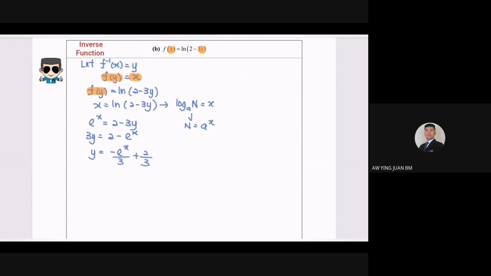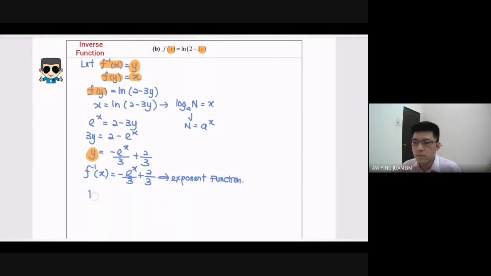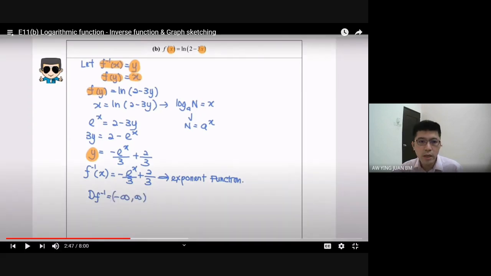So finally, y actually is equals to f inverse of x. So we have f inverse of x equals to negative exponent x over 3 plus 2 over 3. This is what we call exponent function. So the domain for the exponential function would be negative infinity until infinity.